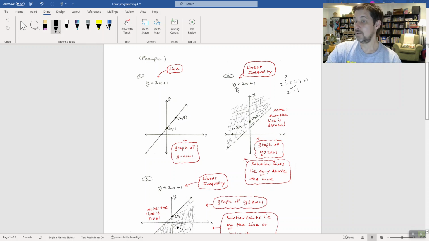If you want to draw the graph of y is greater than 2x plus 1, draw the line y equals 2x plus 1, and then highlight all the points above it. Now what I've tried to do here is shade all the points above the line, okay?